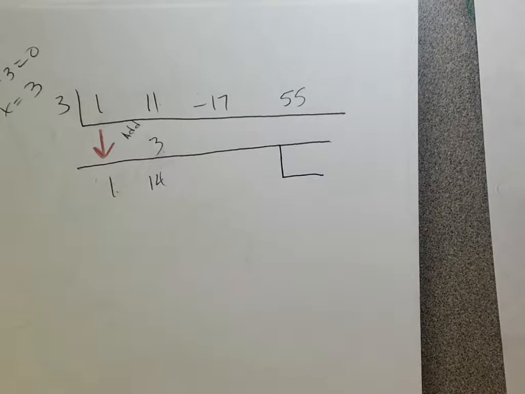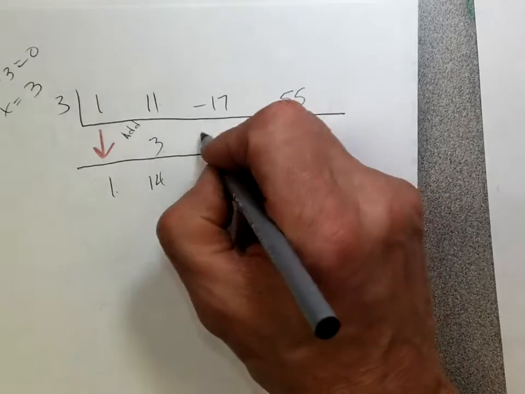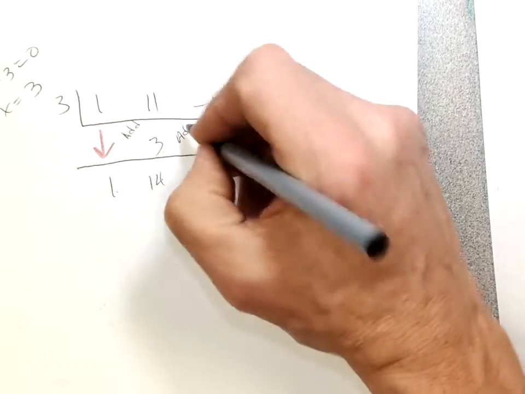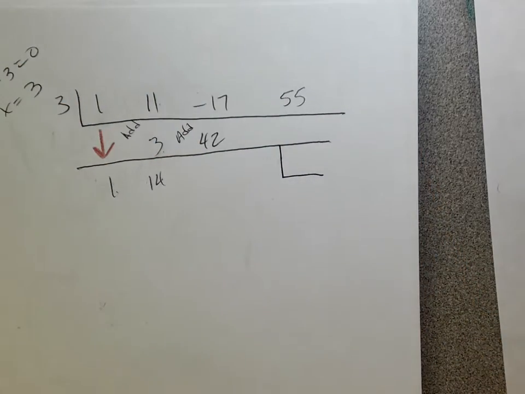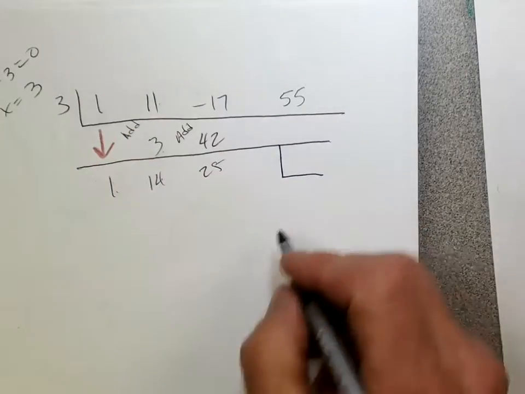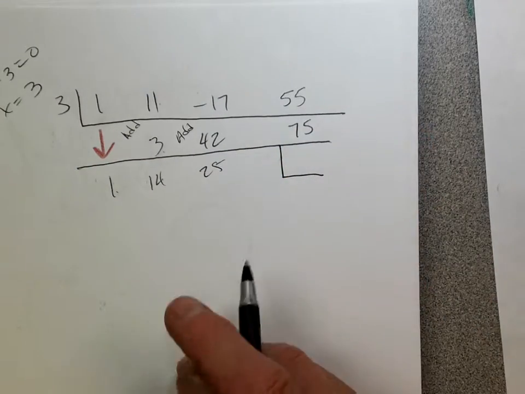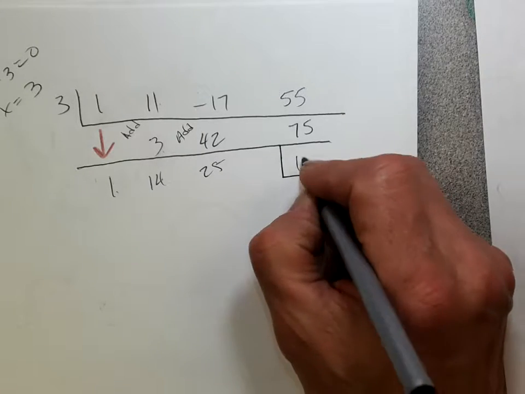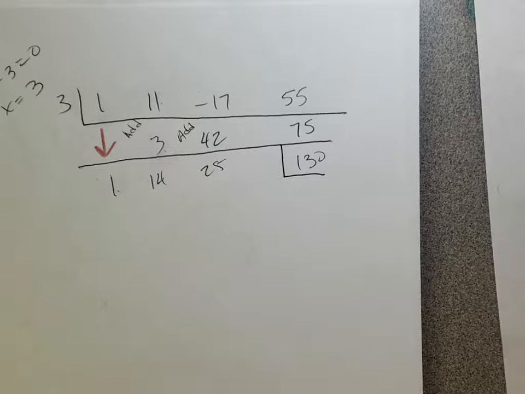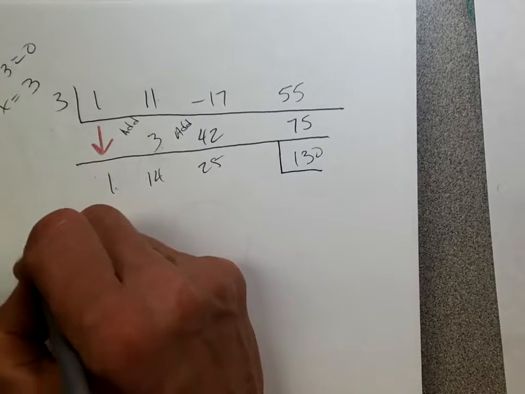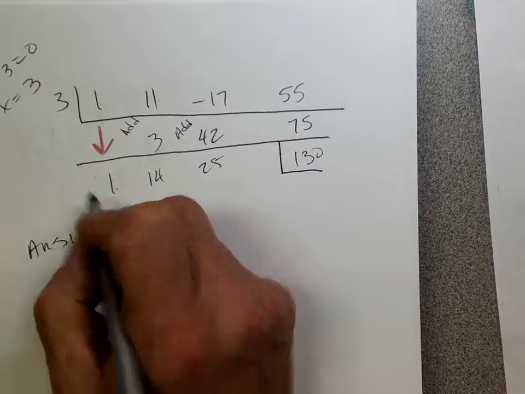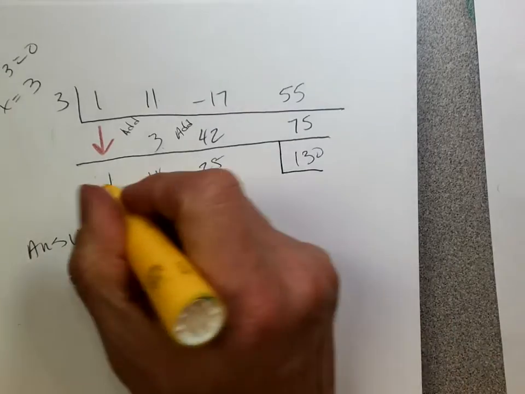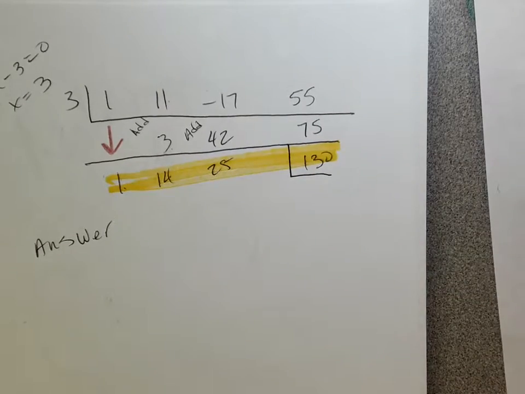Multiply, I think that's 42. We're going to add, we'll kind of subtract really, but 42 minus 17. Clear. 42 minus 17. 25. Multiply, get a 75. Add. 55 plus 75 is 130, okay? Now that is not the answer. That is not the answer. You need to put the answer, and the answer is, you ready? Okay, the answer comes from here. There's where my answer comes from, but I need to put the x's back in.